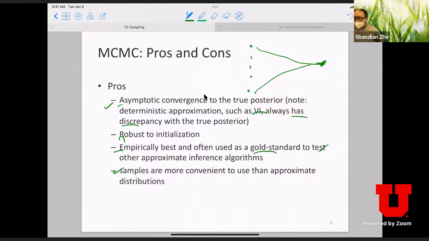And the last advantage comes from the previous analysis you just did. Samples are more convenient to use than approximate distributions. Again, if you want to compute the expectation for some moments, which is a complex function of your random variable, using posterior samples is very easy. You just evaluate the function at different samples and do the average, or the calculation of the predicted distribution is very easy.